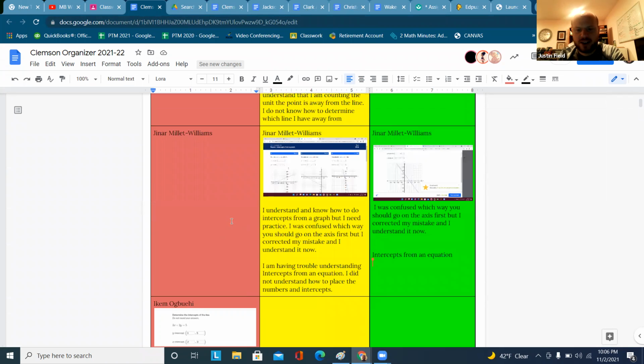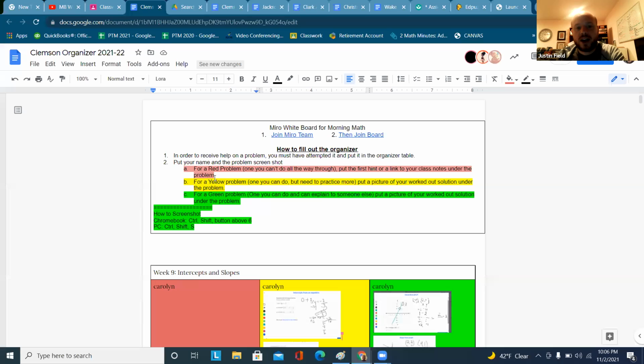Like it's good. So the one thing that I just want to tell you, and I think it'll save you some time, is the red section already tells us that you don't understand. So don't worry about saying I don't understand. I already know that. All you have to do is put the first hint and then comment or question about what you don't understand if you can.